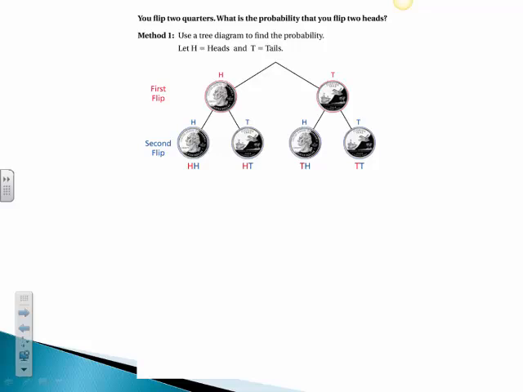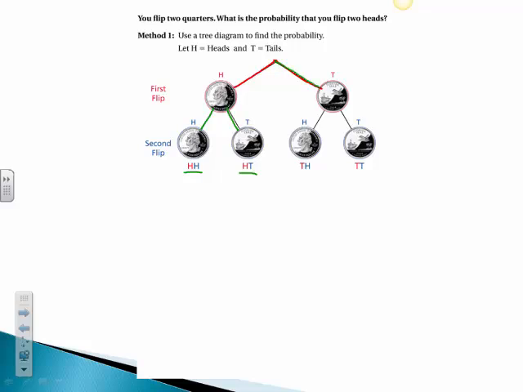Let's map out. My first choice, I can pick heads or I can pick tails. Simple, okay? That's my first flip. But on my second flip, let's say I flipped heads. If I flipped heads, then my next could be a head as well, making one option being heads and then heads. Or my second flip could be tails, making my flip heads and then tails. So that's 2 options.